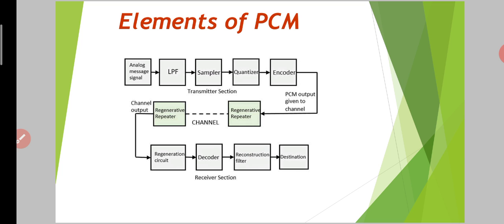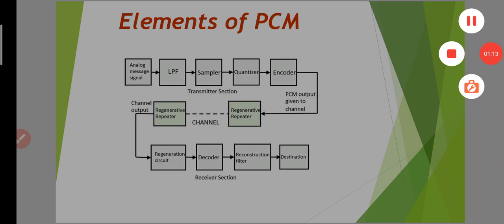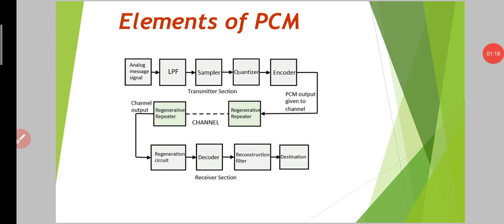This is the basic block diagram of pulse code modulation. First, the analog message signal from the information source is fed to the low pass filter. Then that is fed to the sampler, quantizer, and encoder. The output of the encoder is the PCM, pulse code modulated signal, which is sent to the channel.